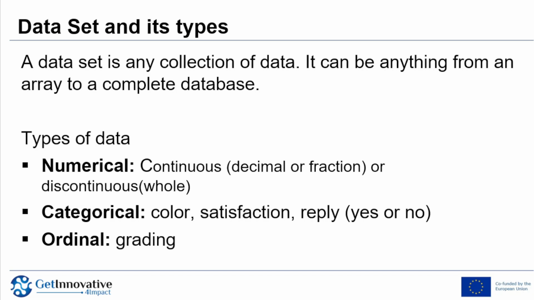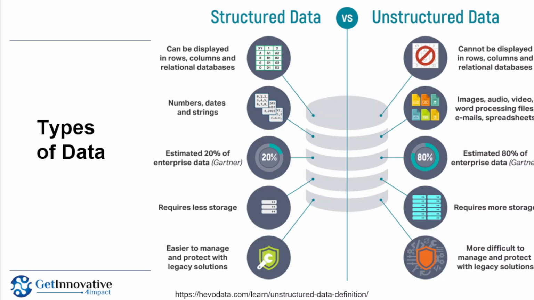If we talk about the types of data, there are basically three types: numerical, categorical and ordinal. Numerical data is either continuous data, which means there would be a decimal or some fraction, or discrete data, which means a whole number. Categorical data can be divided into categories like color, satisfaction, or a reply such as yes or no. This is what is called categorical data. The third one is ordinal data. Ordinal data is based on a grading system, like exams and mark sheets.